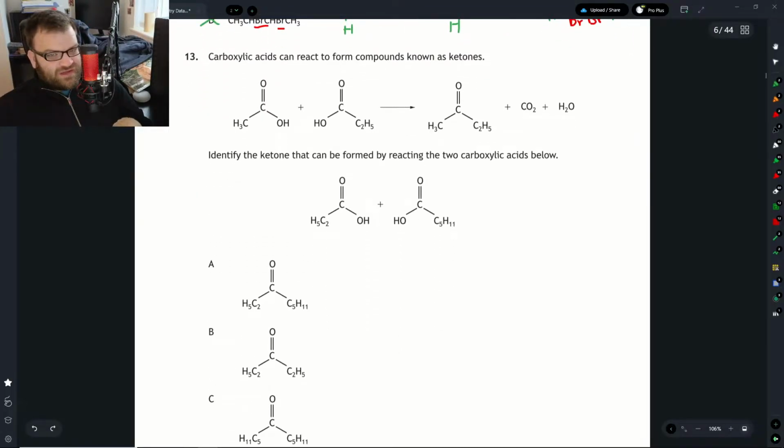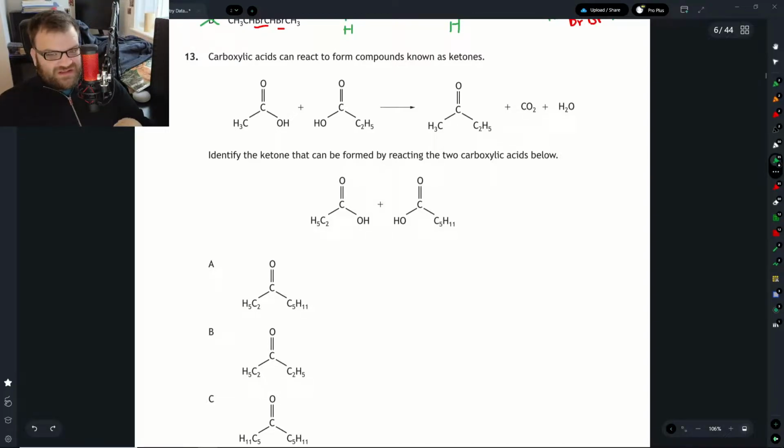Next up, they are talking about chemicals called ketones. Ketones are not part of the National 5 chemistry course, but it is part of the higher course. And these ones, they are telling us that these chemicals exist. All the information we need should be here to answer the question. What am I looking for? What are we changing as we go from left to right?